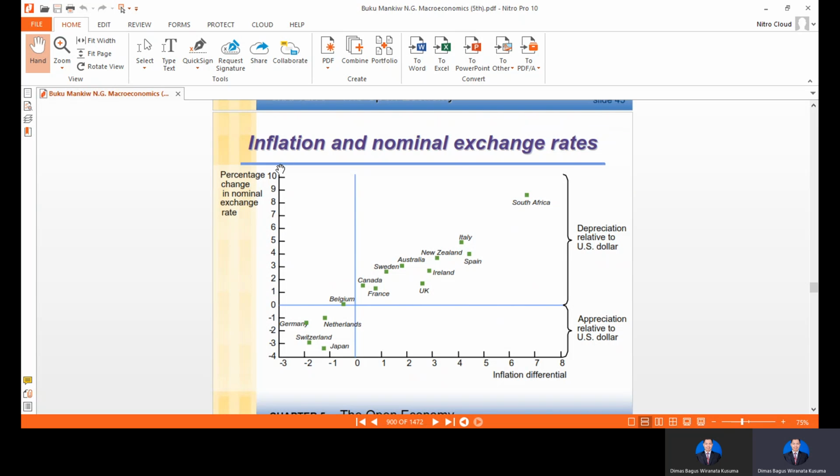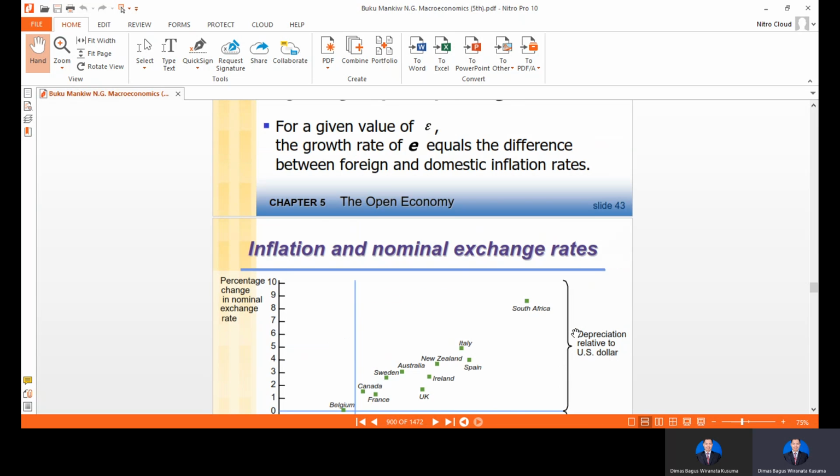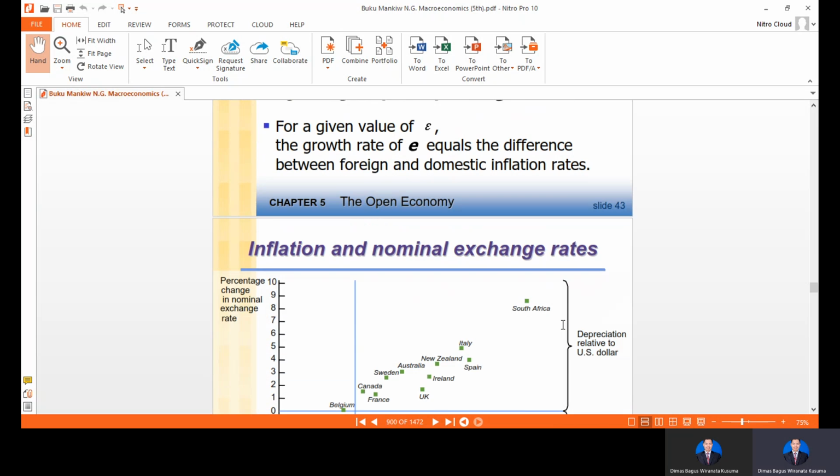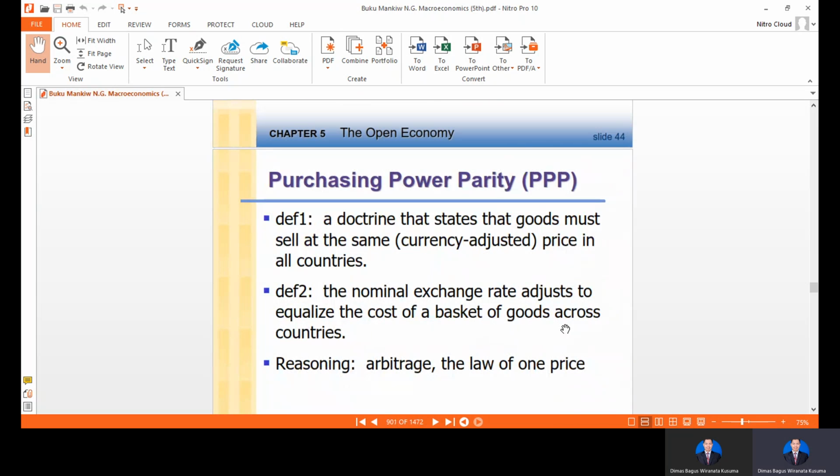Here are the graphs about the relationship between inflation and the nominal exchange rate. Here is the depreciation part, and here is the appreciation part.